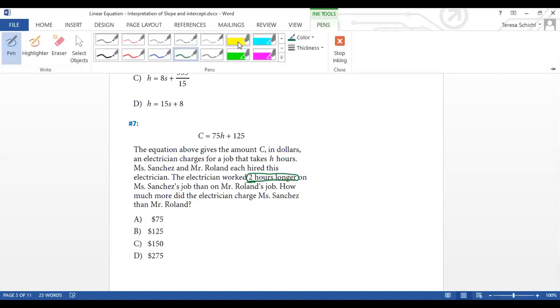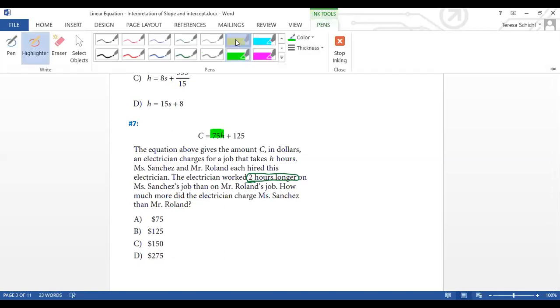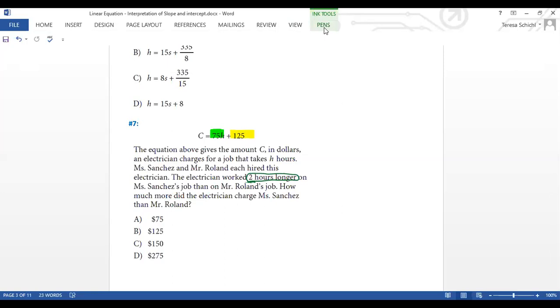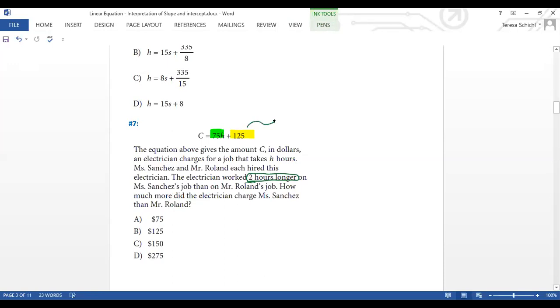Okay, so take a look here. This is my slope, right? And what is here? We call this the y-intercept. What does this one mean? This is the initial value. That means this is the fixed charge. Sometimes we call this a call charge, or the trip charge. As long as they come to your house, it doesn't matter if they work for 1 hour or 10 minutes, you need to pay this trip charge.